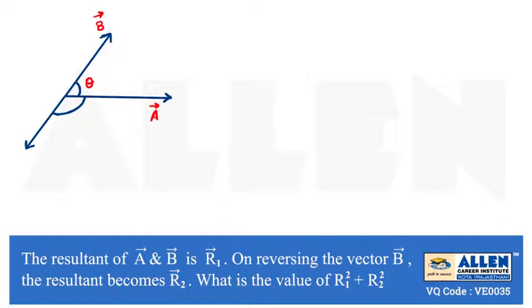The resultant of A vector and B vector is R1 vector. On reversing the B vector, the resultant becomes R2 vector. What is the value of R1 square plus R2 square?